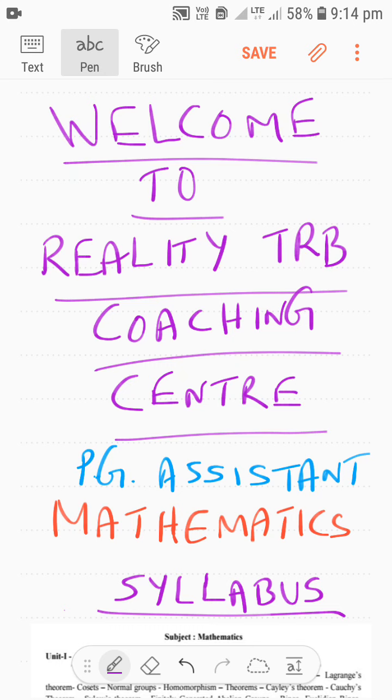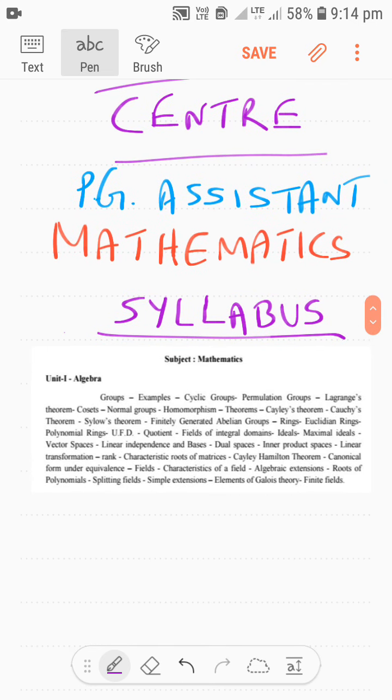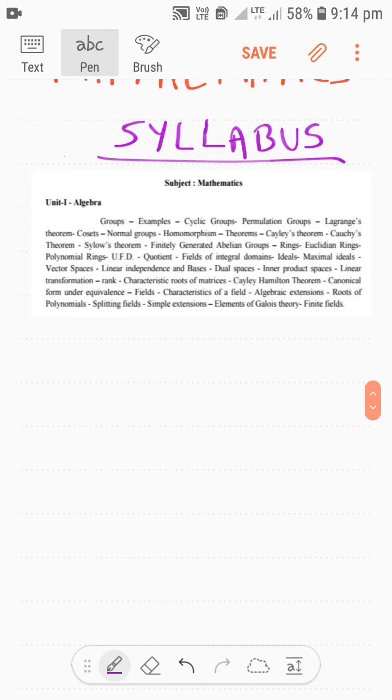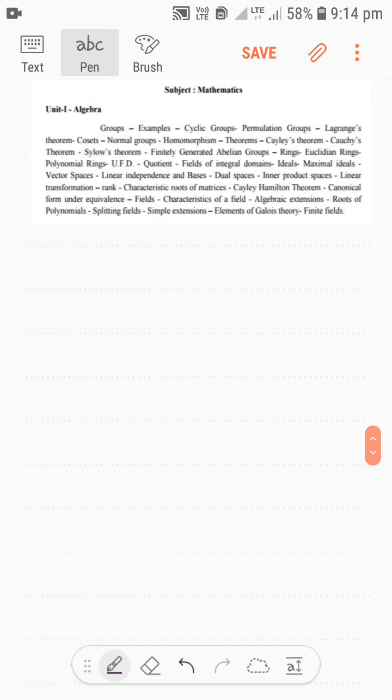Today we are going to see the post PG assistant subject, mathematics. We are going to see the syllabus. In that syllabus we have 10 units. In that, the first unit is algebra. So now we are going to see the algebra unit. In that we have group, cyclic group, abelian group, non-abelian group, many things. So first we are going to start from group.